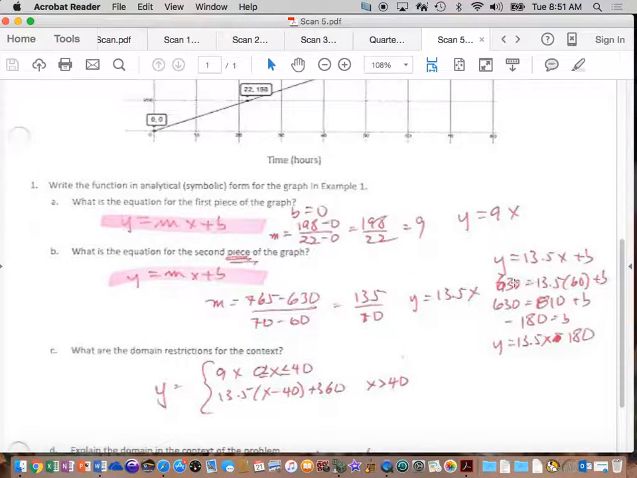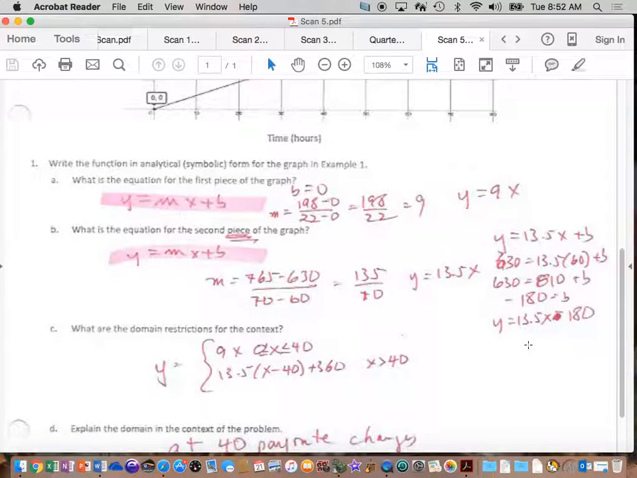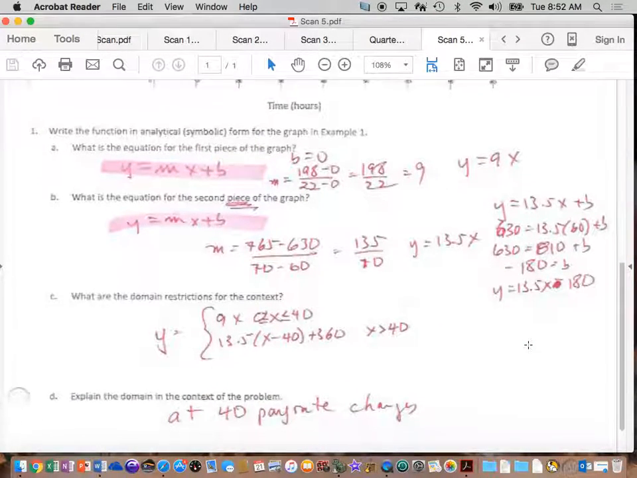And when I plug it into y equals mx plus b, the y is 630, the x is 60. I come out with b is negative 180. So then I put the negative 180 in. The slope I knew was 13.5. So I get y equals 13.5x minus 180. Okay? Any questions? All right. Now, domain restrictions.